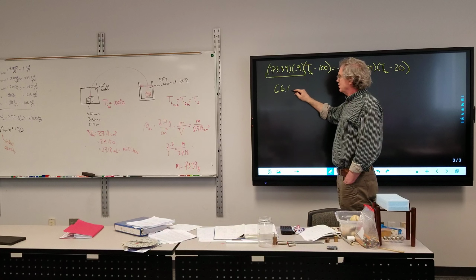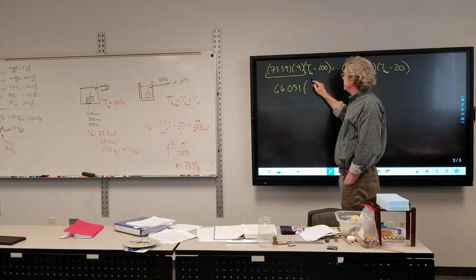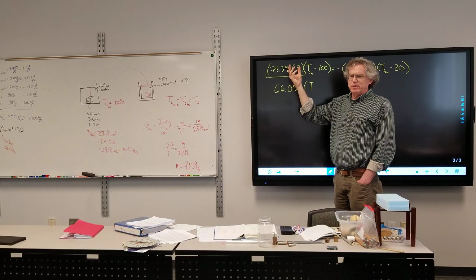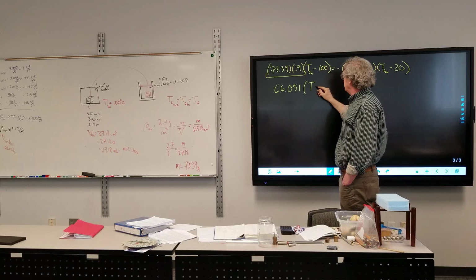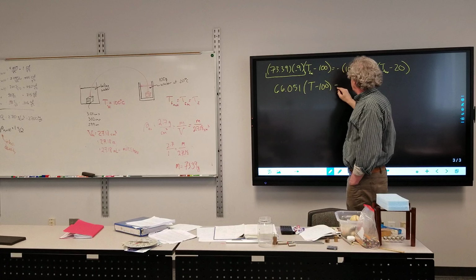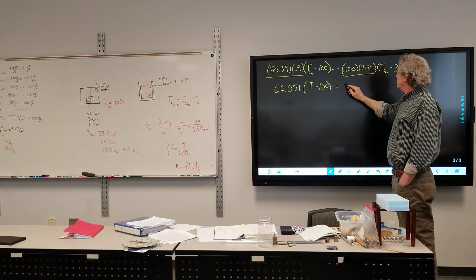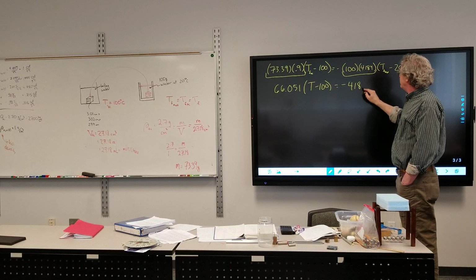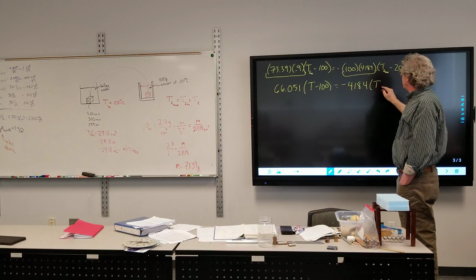It was 66.051 times, all right, so I'm just gonna, the final temperature is the same for the aluminum and the water, so I'm just gonna put big T minus 100 equals, that one I can do, negative 418.4 times T minus 20.